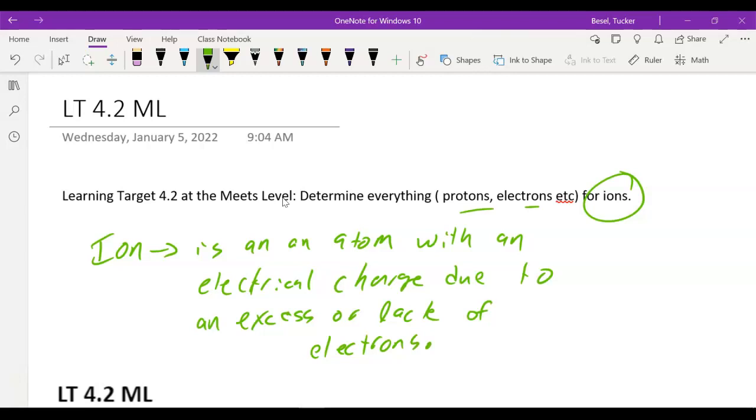Okay, so electrons can be added or electrons can be taken away from an atom, and when that happens, you can end up with more positive charge or more negative charge, and that determines the charge of the atom. Because remember, protons are positively charged, electrons are negatively charged, and so if you have more of one or the other, then you have an imbalance.